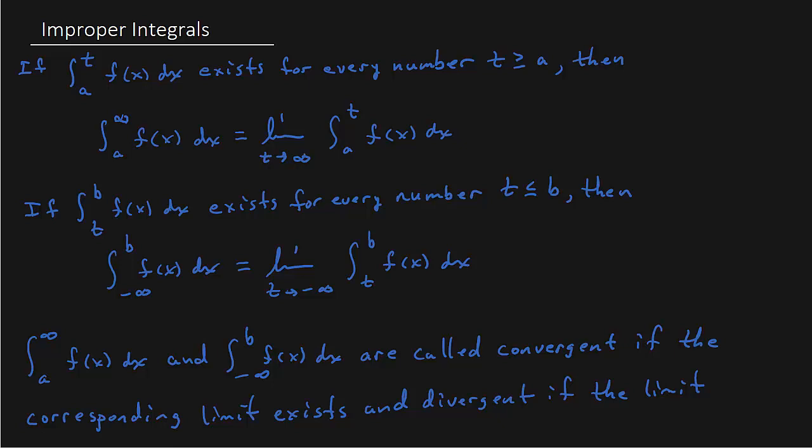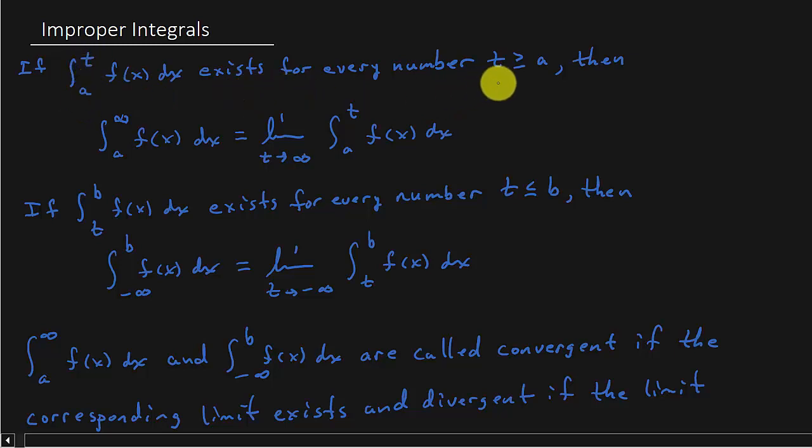Alright everybody, what's up? In this video we are going to look at improper integrals. So let's go ahead and get started. If the integral of f of x dx from a to t exists for every number t greater than or equal to a, then the integral from a to infinity of f of x dx is equal to the limit as t goes to infinity of the integral from a to t of f of x dx.